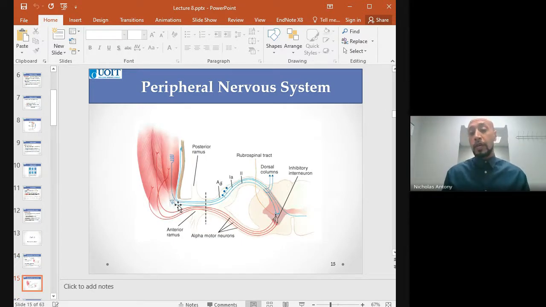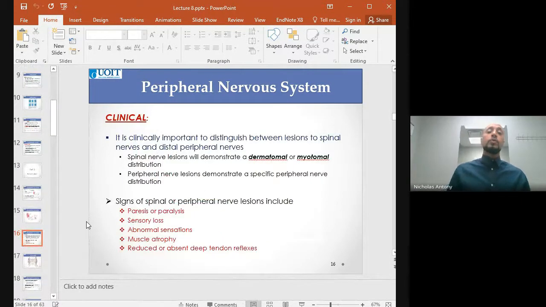So when we are looking at our plexi, it is the reconnection and dividing up of the anterior rami. Clinically, you have to understand that the spinal nerves are mixed. Once the ventral root and the dorsal root recombine to create the spinal nerve, the peripheral nerves are going to include both motor and sensory components.